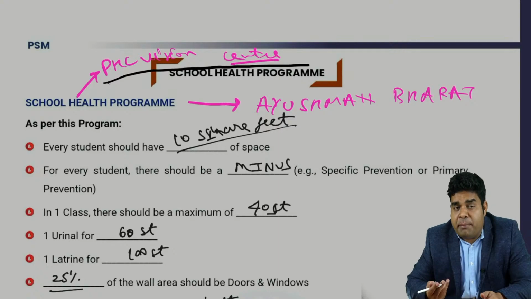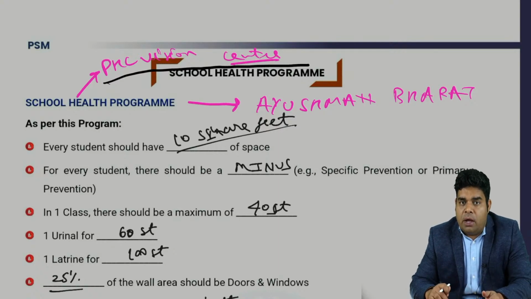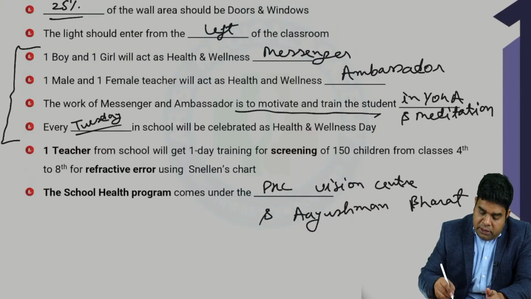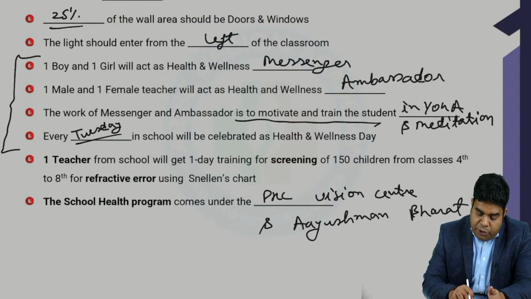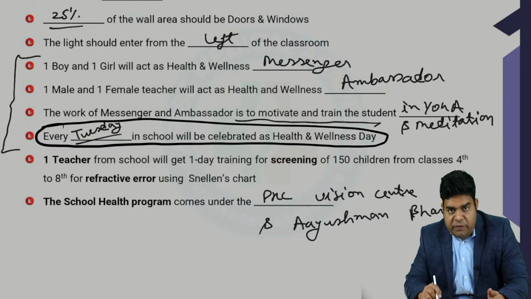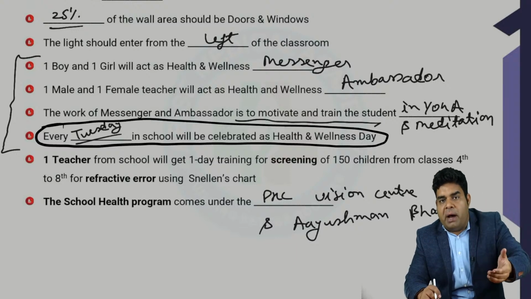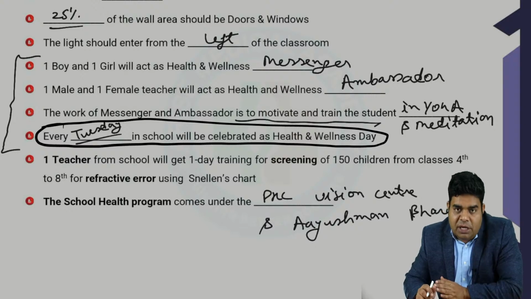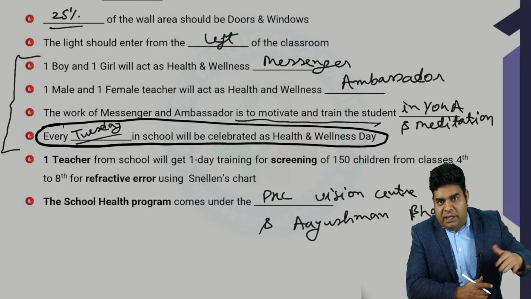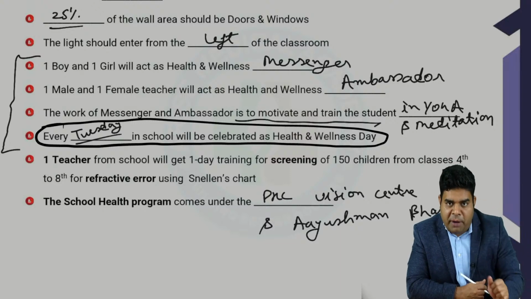Now, why is Ayushman Bharat taking care of the school health program? Because in the school health program, a new thing has been done. They will celebrate Health and Wellness Day on every Tuesday. Okay, every Tuesday they will celebrate Health and Wellness Day. And we will later read that in Ayushman Bharat, there is a health and wellness center. So that's why they also included the school health program under Ayushman Bharat.